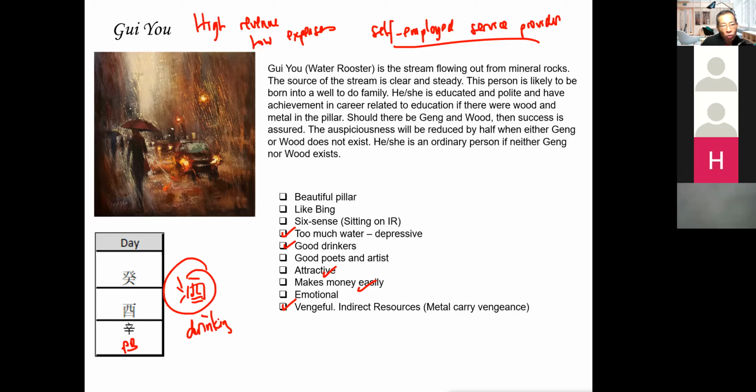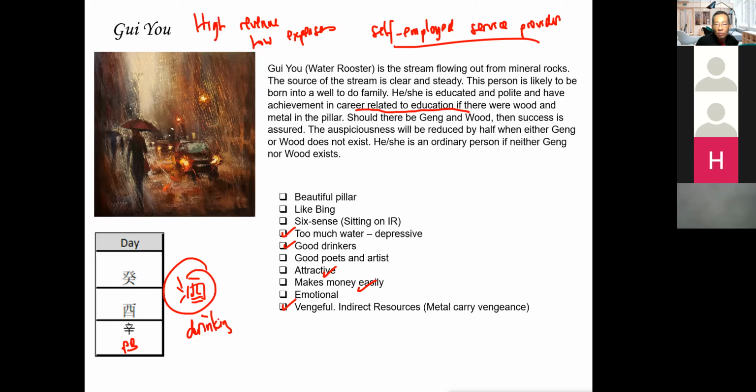That is the Kueyo. Kueyo has this type of clear and steady money water making type. Therefore, that's why they have achievement in career related to education.